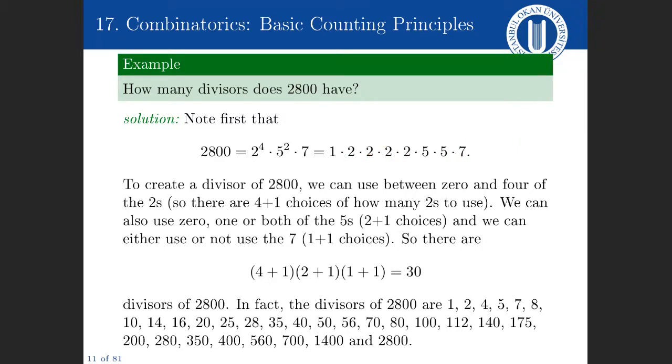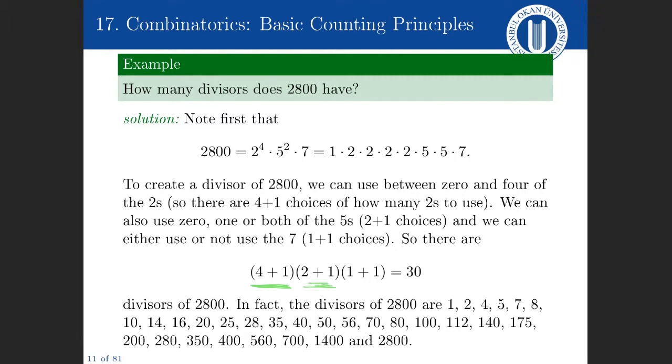The question is asking how many different divisors are there. When we choose how many 2's we use, we have 4 2's. We might choose to use none of them, 1 of them, 2 of them, 3 of them, or 4 of them. There are 5 different choices there.